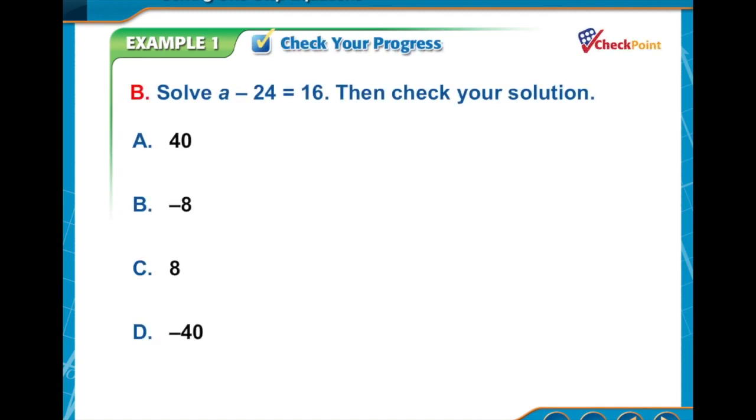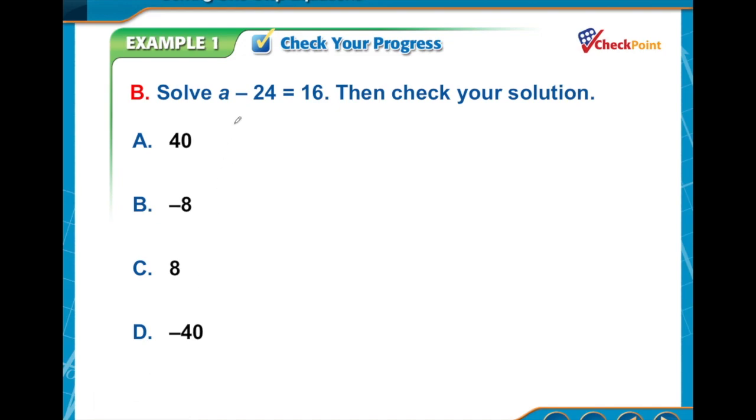So 1b, we need to solve this problem here. We can use the addition property of equality. So what can we add to both sides to get a by itself? Well, we see a negative 24 on the same side as our variable. We want to get the variable alone, so we need to add 24 to both sides to cancel this out.